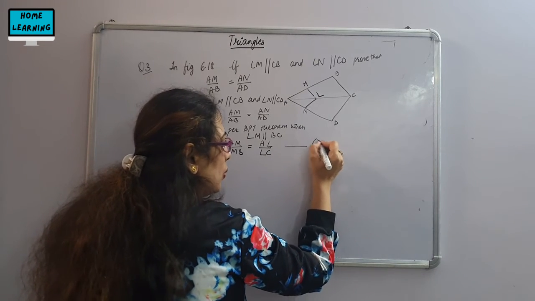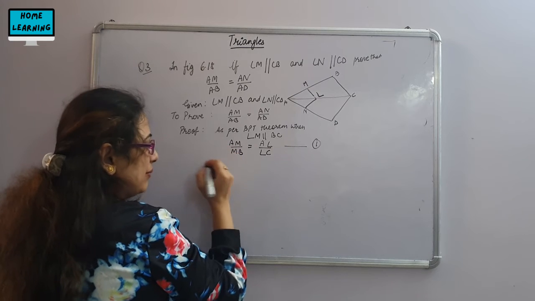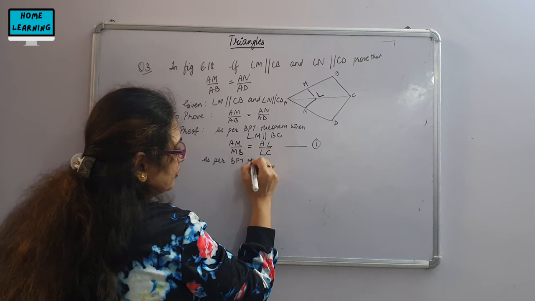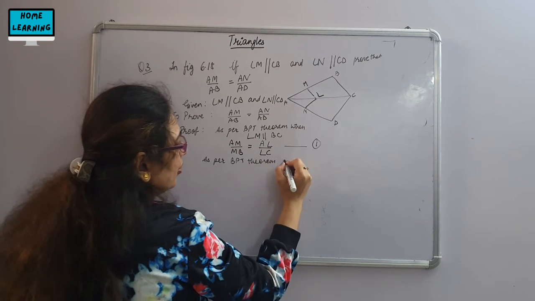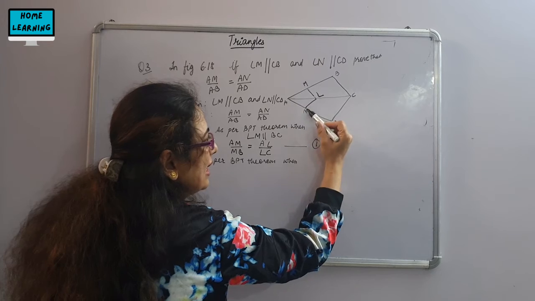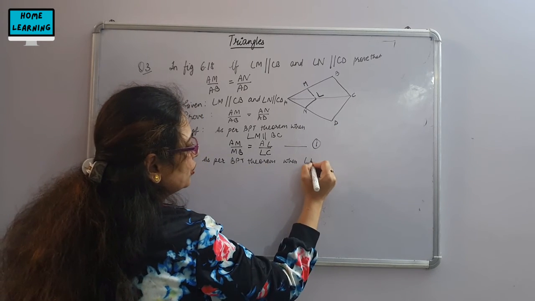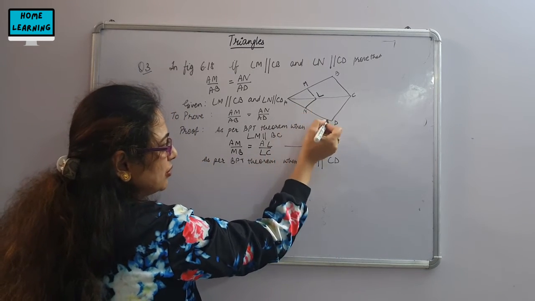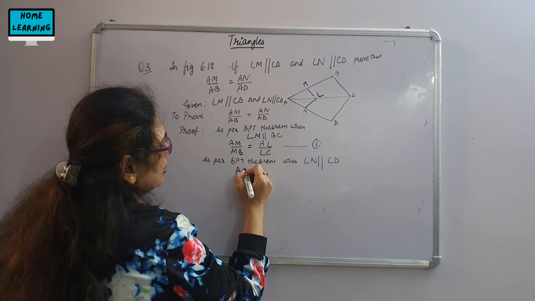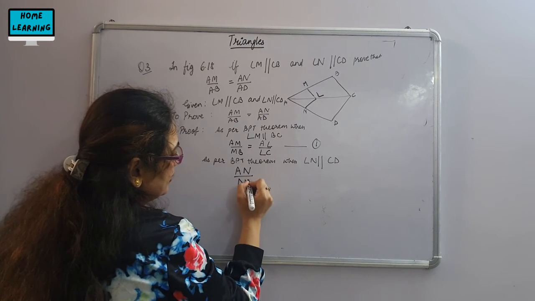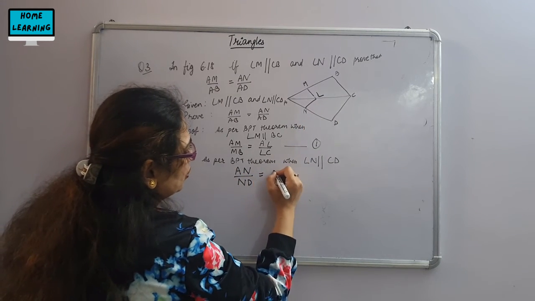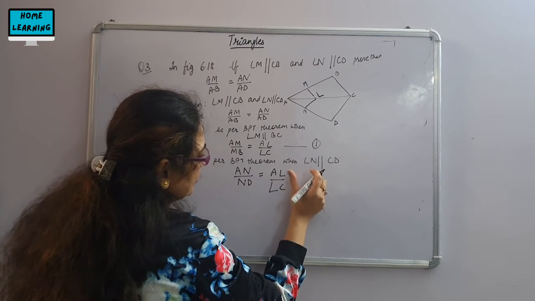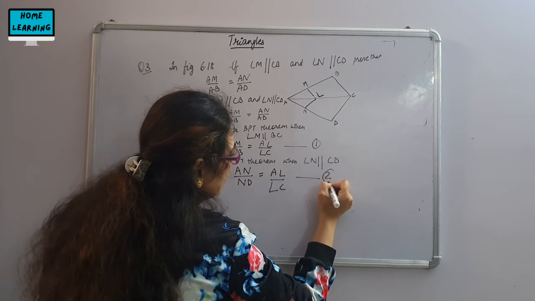Take it as equation 1. Now, same theorem, as per the BPT theorem, when LN is parallel to CD, then this will also be divided in the same proportion. AN upon ND will be equal to AL upon LC. This will be taken as the second equation.